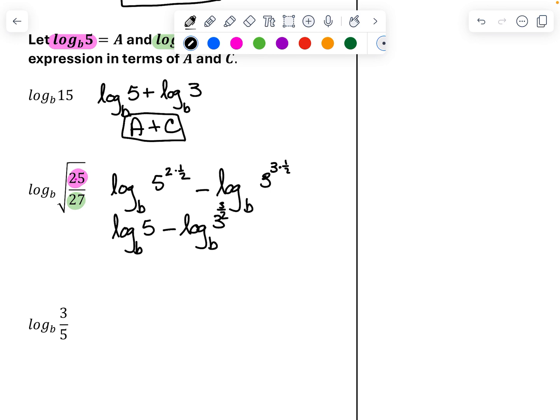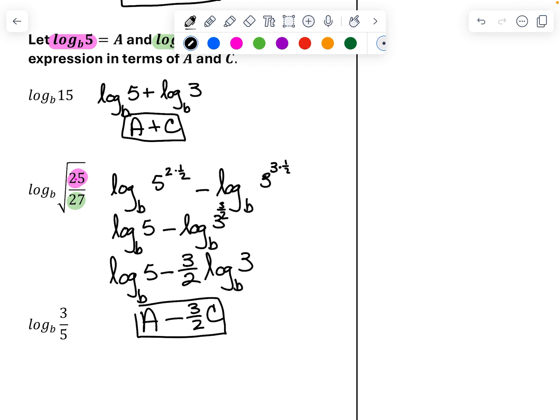And so the 3/2 is going to become a coefficient. So that's log b 5 minus a coefficient, because powers are coefficients in logarithms. So that's what I have, and log b 5 is A, minus 3/2, log b 3 is C. So that's going to be our answer there.